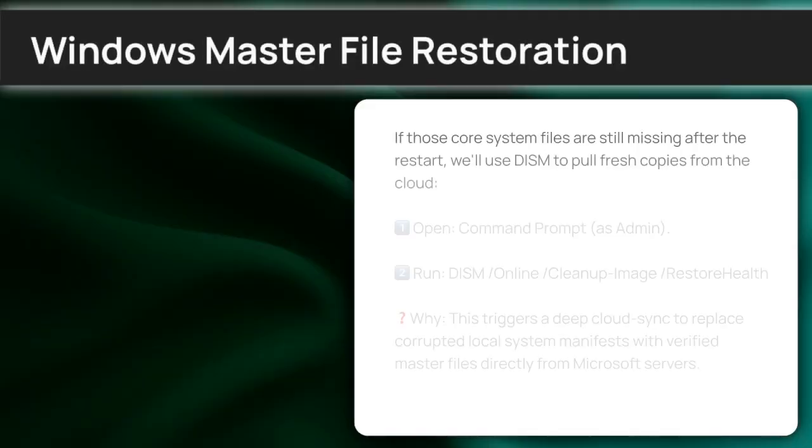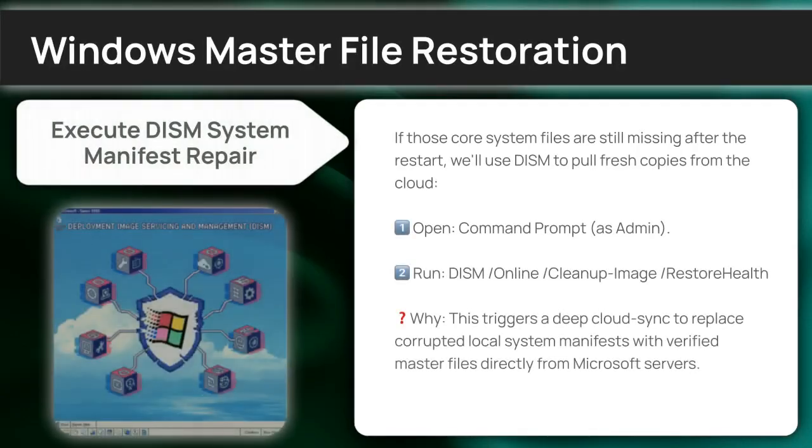If the previous steps didn't work, there's one more action we can take to stabilize the environment. Please pause the video if you need to back up your data before we proceed. If those core system files are still missing after the restart, we'll use DISM to pull fresh copies from the cloud. First, open Command Prompt as admin.